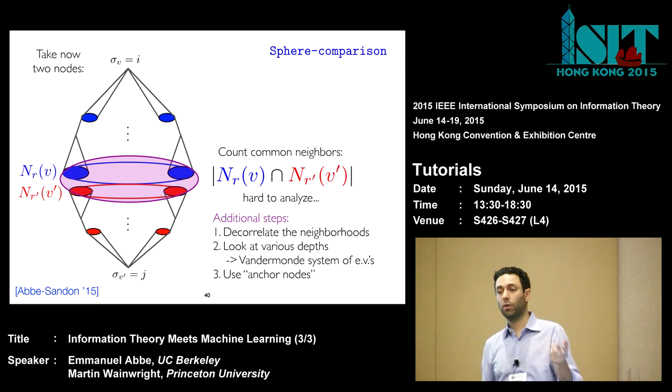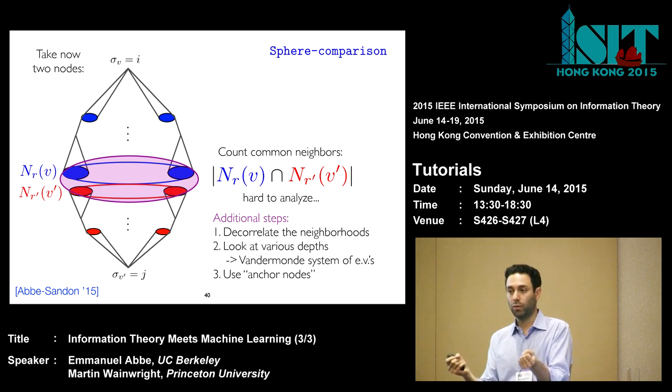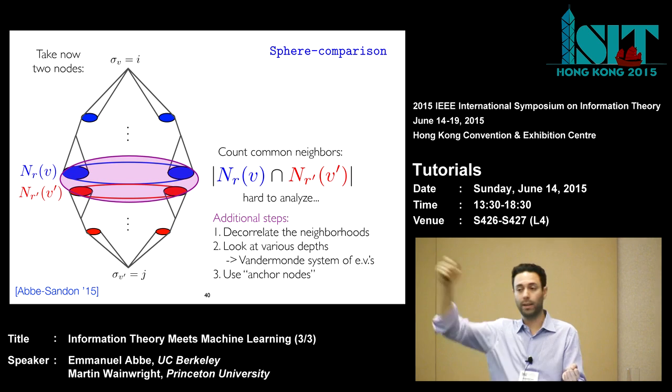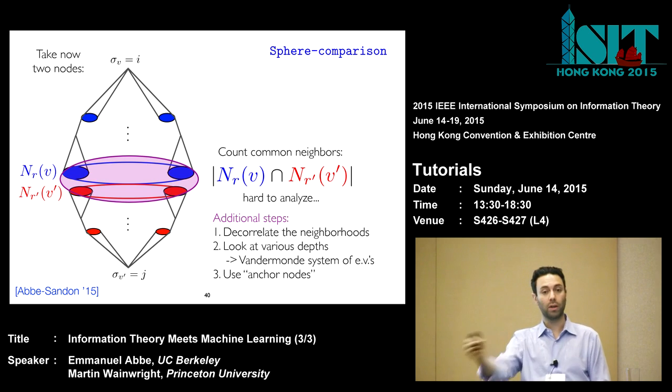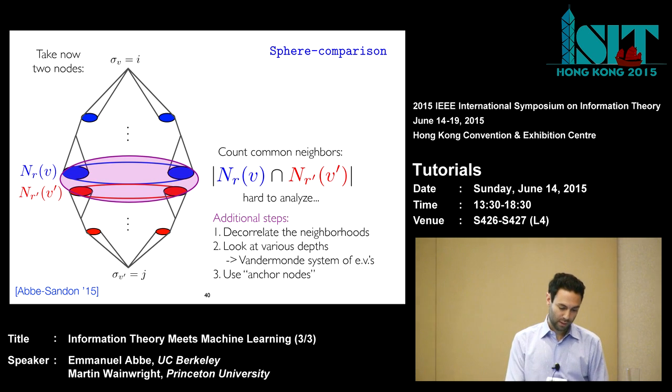Think of the intuition: if you are 2 nodes in the same community, like 2 Republicans, you're likely to have many more common neighbors than if you look at a Republican and a Democrat. So the goal is to try to do inference on that, and that's the idea of sphere comparison. You're comparing the spheres and the common neighbors you have.